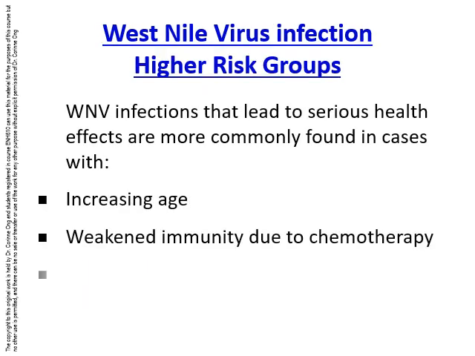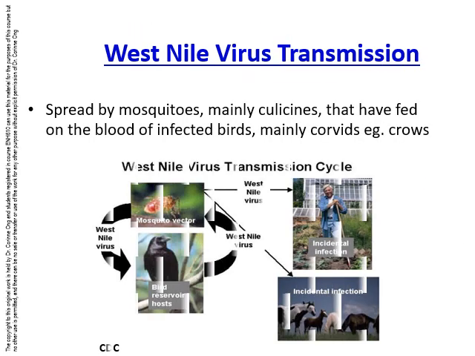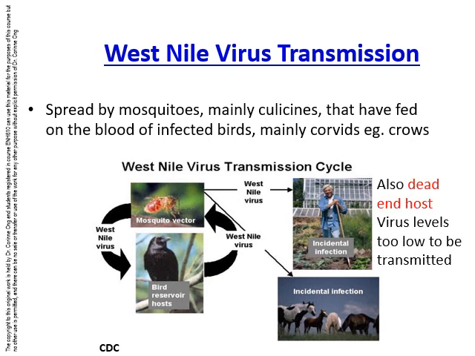West Nile virus infections that lead to serious health effects are more commonly found in certain higher risk groups, such as cases with increasing age or weakened immunity due to chemotherapy or chronic diseases such as diabetes, cancer, heart disease, and alcoholism. West Nile virus infections are transmitted by mosquitoes, mainly Culex, that have fed on the blood of infected birds, mainly those in the corvid family, such as crows.